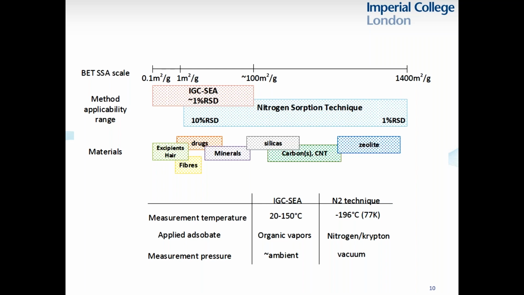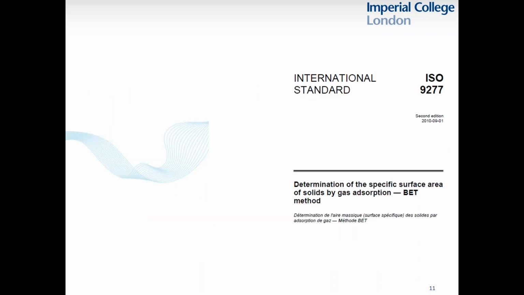When you start to use nitrogen adsorption at that level of 1 meter squared per gram, you start to get very large errors, typically about a 10% error. And 10% error is not that good. What we'll see today briefly is that if we use this inverse gas chromatographic technique, not using nitrogen but rather organic vapors such as octane or decane, we can measure surface areas down to about 0.1 meters squared per gram, and typically errors about 1%. So much smaller areas and much higher accuracies. And I think for drugs, fibers, excipients, hair, typically 1, 2, 3 would be often the highest surface areas you would come across. So let's have a look at an example of this.